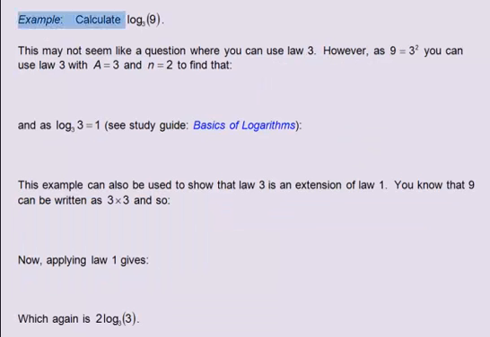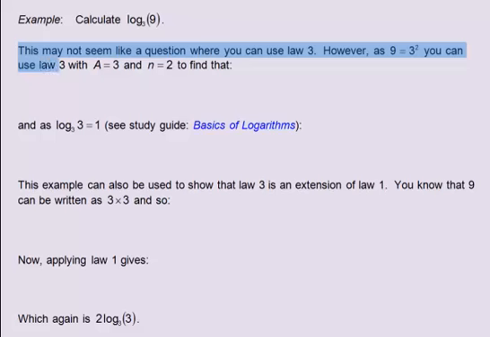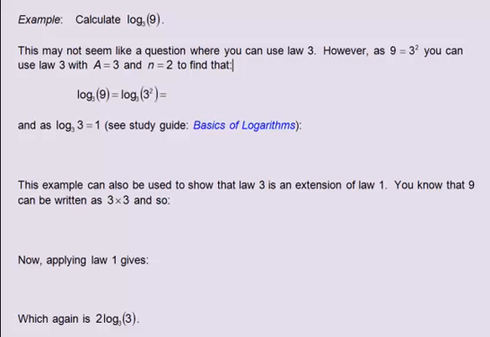Example: calculate log to the base 3 of 9. This may not seem like a question where you can use Law 3. However, as 9 equals 3 squared, you can use Law 3 with a equals 3 and n equals 2 to find that log to the base 3 of 9 equals log to the base 3 of 3 squared, which equals 2 multiplied by log to the base 3 of 3. And as log to the base 3 of 3 equals 1, see study guide Basics of Logarithms, log to the base 3 of 9 equals 2 multiplied by 1, which equals 2.